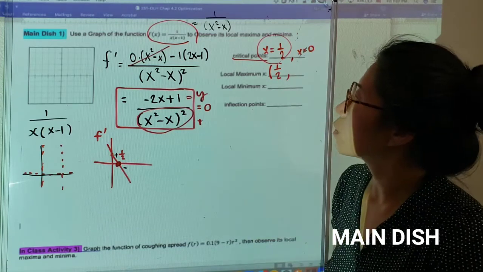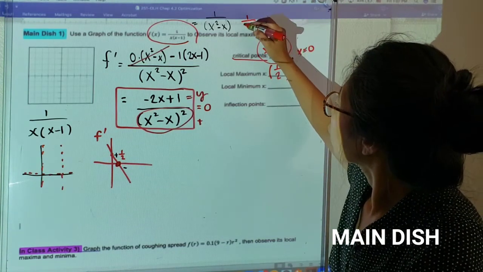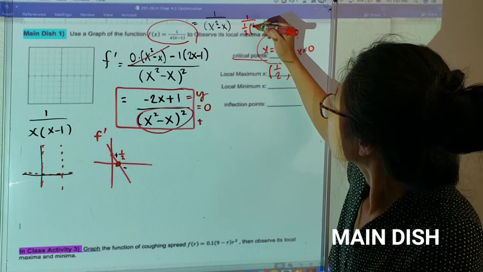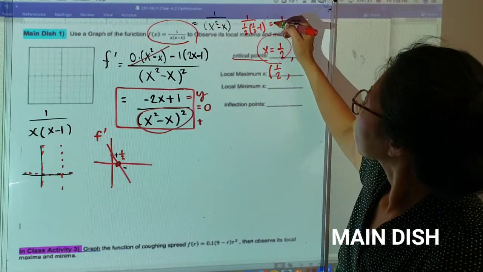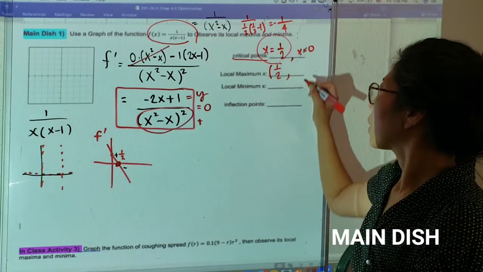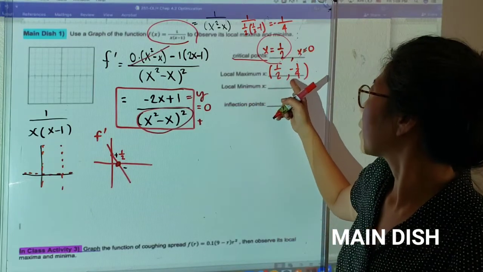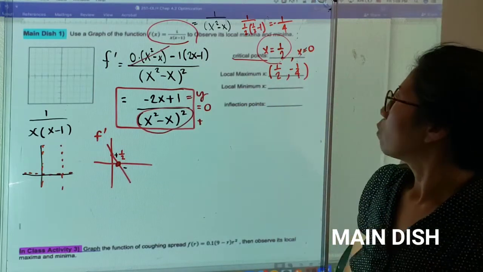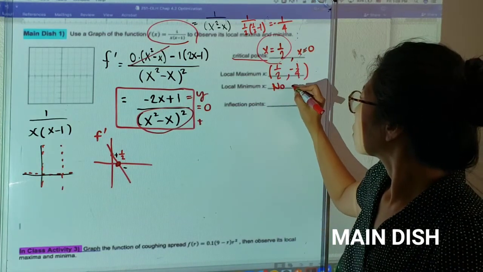Then if I plug in 1 over 2 quickly, what do I get? It's going to be 1 over 2, minus 1, so 1 over negative 1 over 4. So I get negative 1 over 4. I got a local maximum at 1/2 and negative 1/4. Then, what about a local minimum? Do I have a local minimum? Do not exist.